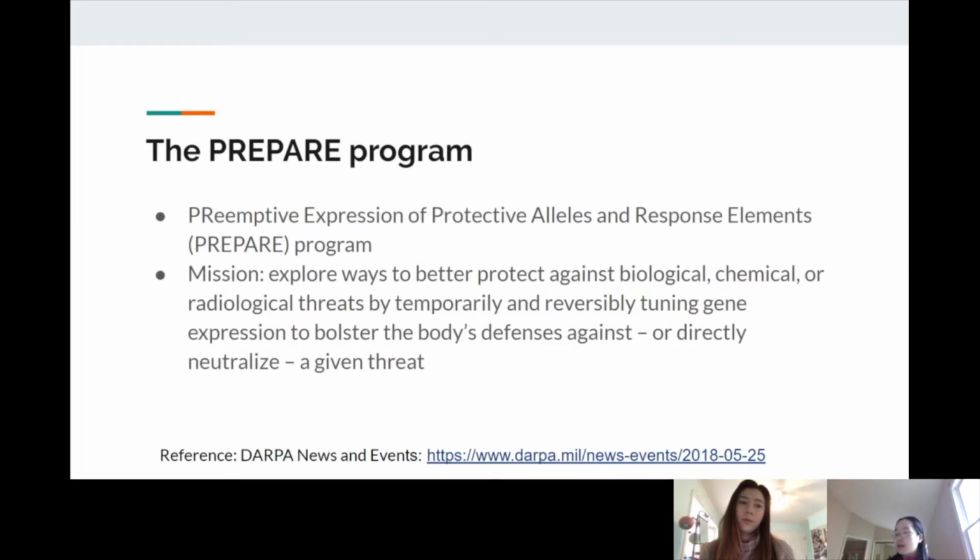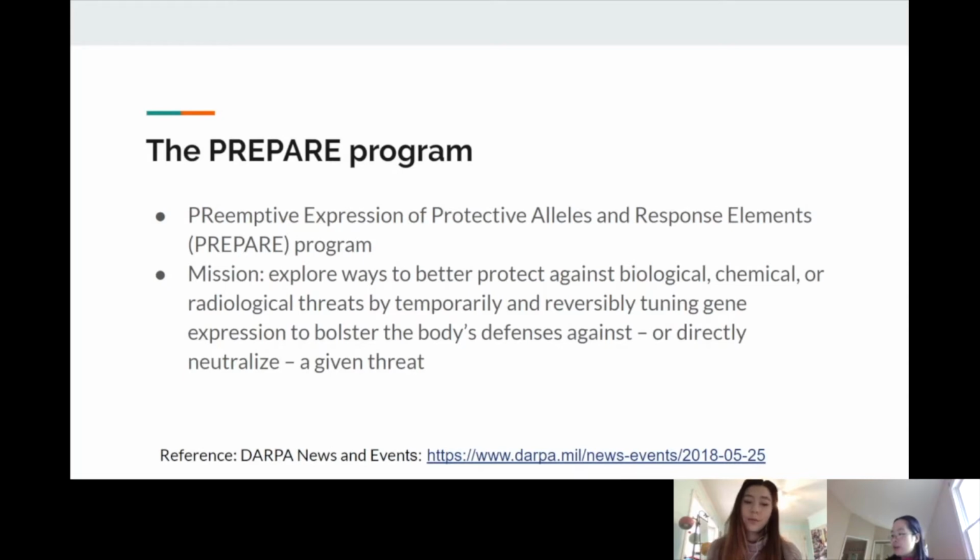So to augment the existing physiological responses, PREPARE technologies would provide a programmable capability to up or down regulate gene expression on demand. That means you would increase or decrease the gene expression as you wish, as you program your technology to do. And this would provide timely, scalable defenses that are proportional to anticipated threats. So this is basically allowing the body to respond faster to things that might damage the body.